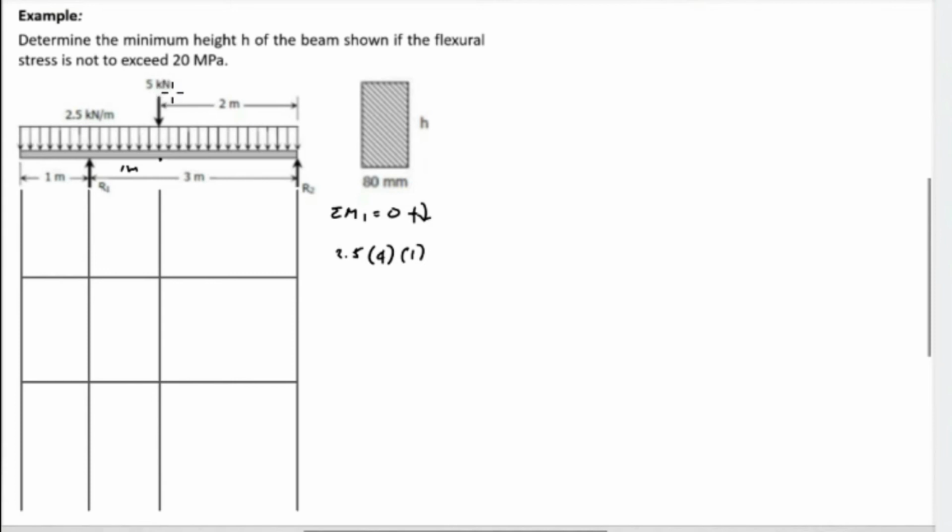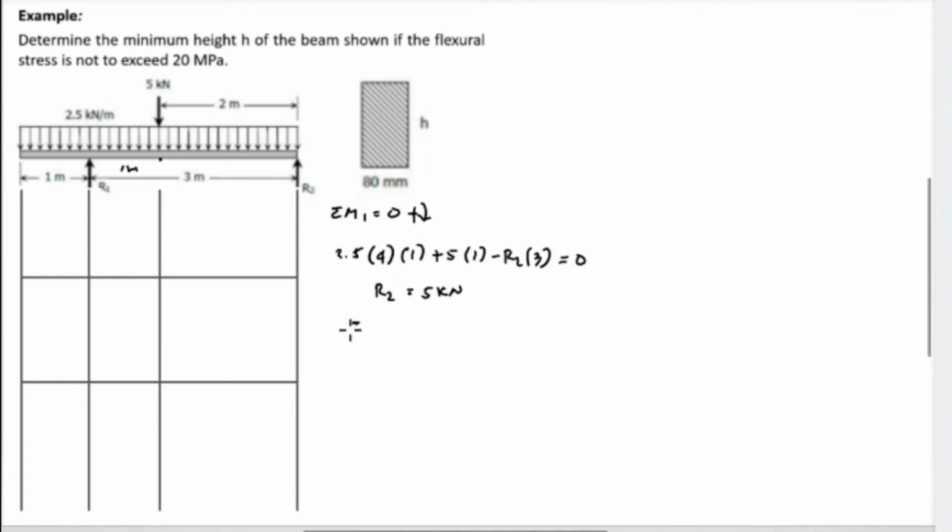Next, we have a concentrated load of 5 kilonewton. So we have 5 kilonewton, and the distance from this point up to point 1 is also 1 meter. And the direction is clockwise direction, which is also positive. Next, we have the reaction at point 2 or R2. So we have R2, and the distance from point 2 to point 1 is equivalent to 3 meters. So we multiplied by 3, and the direction is counterclockwise to point 1. So this is negative sign, and equate that to 0. R2 is equivalent to 2.5 times 4 plus 5, and then we divide by 3, and the value for R2 is equivalent to 5 kilonewton.